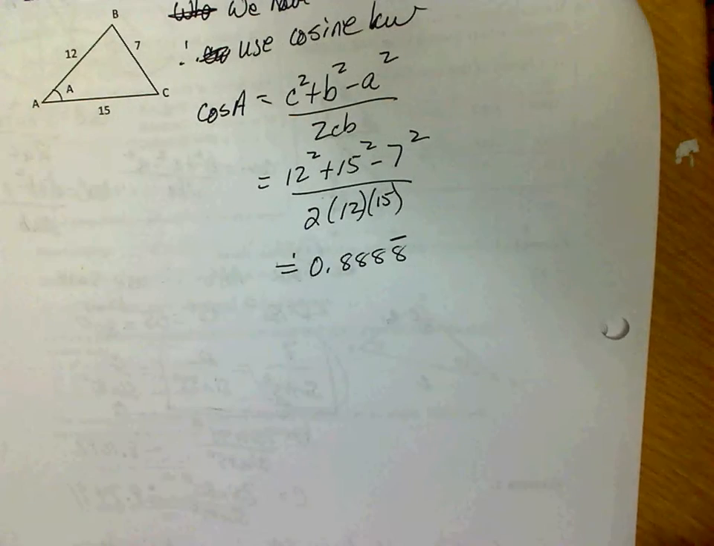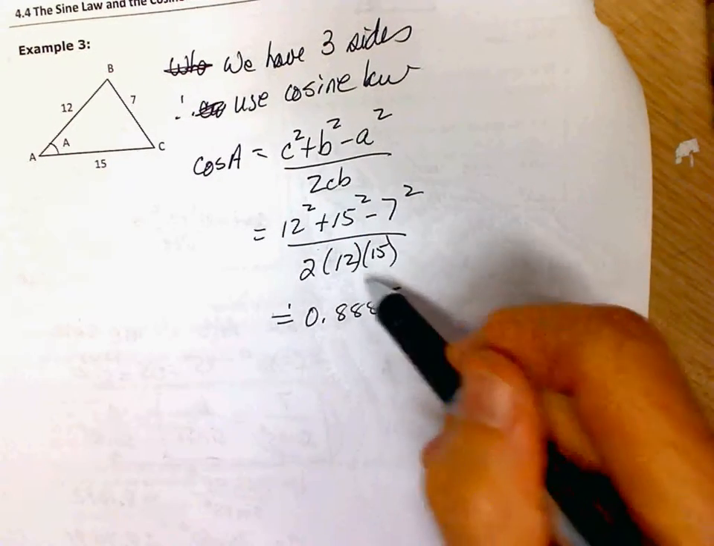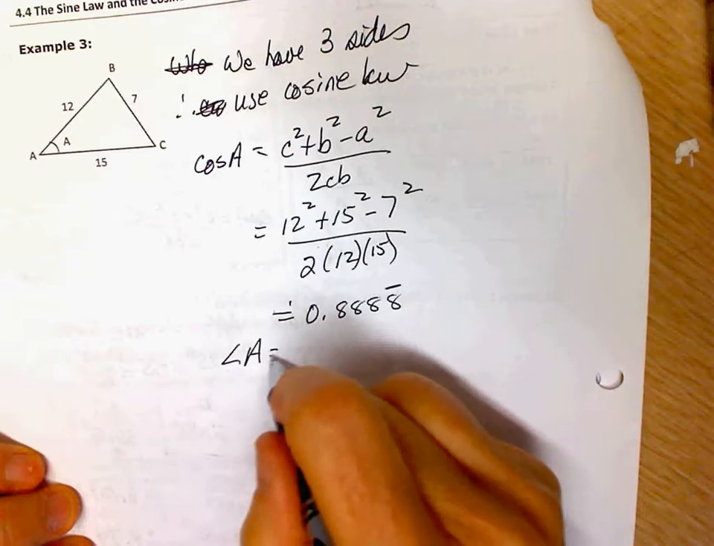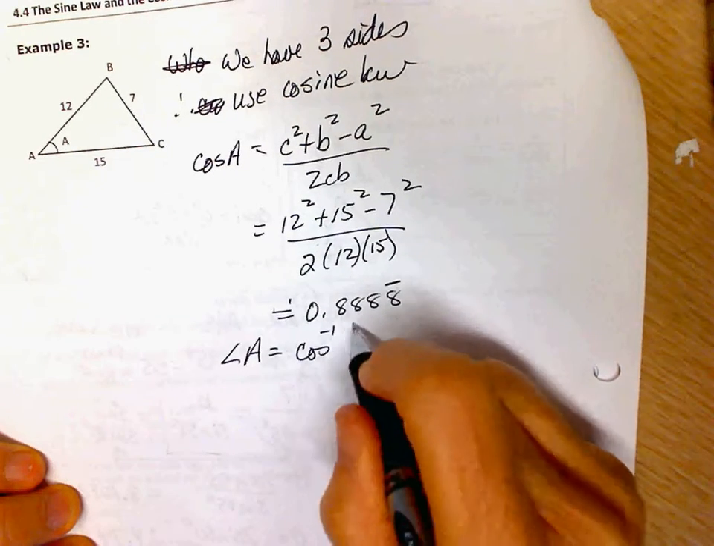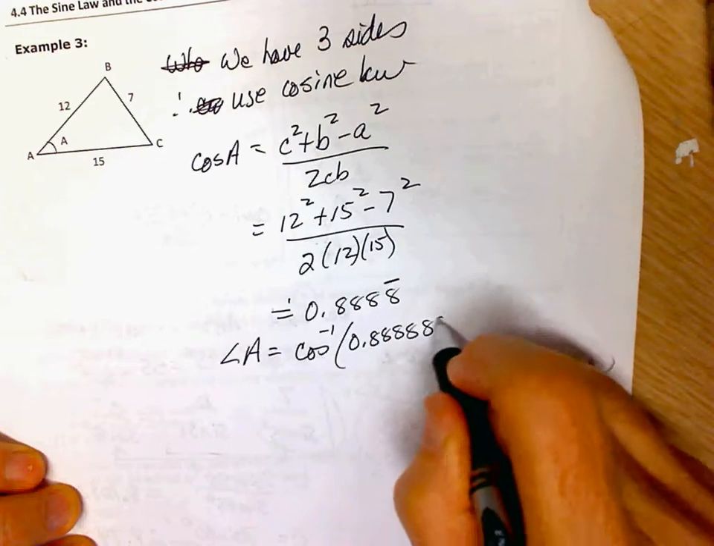I don't know what more I can tell you. Just get used to plugging it into your calculator. So angle A is equal to inverse cos of 0.8888. Put in as many 8s as you can to get the most accurate answer.